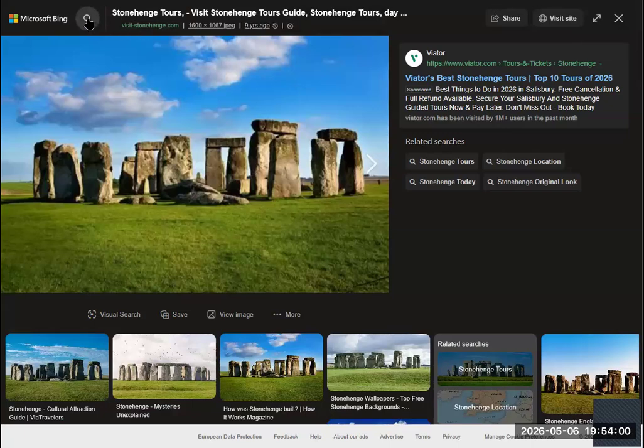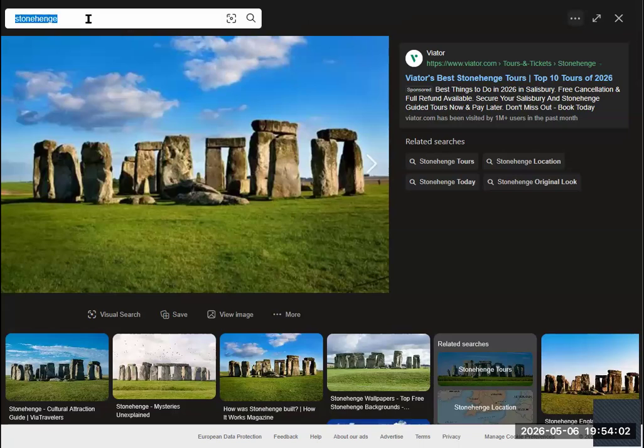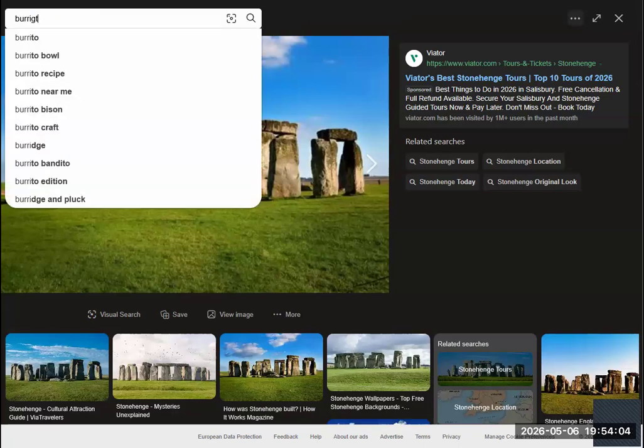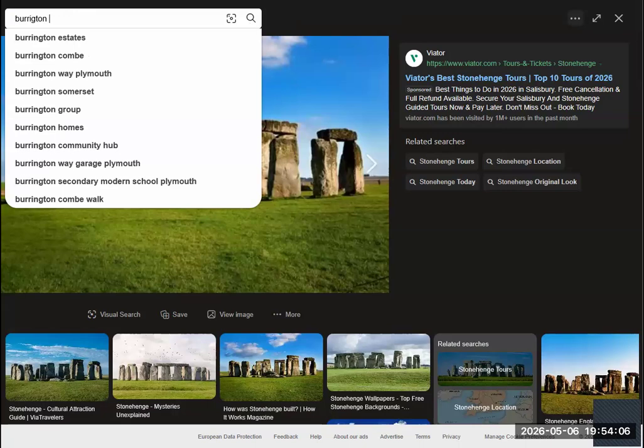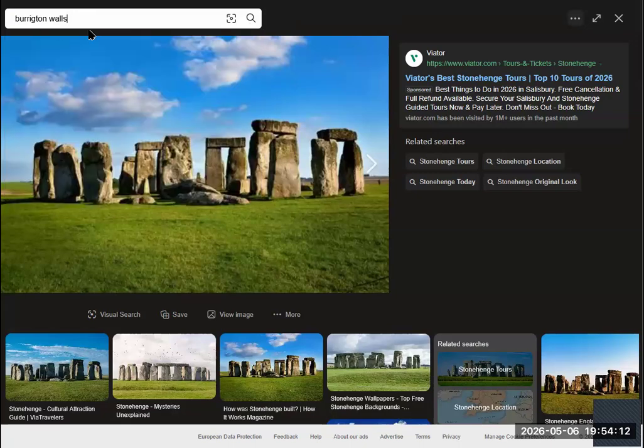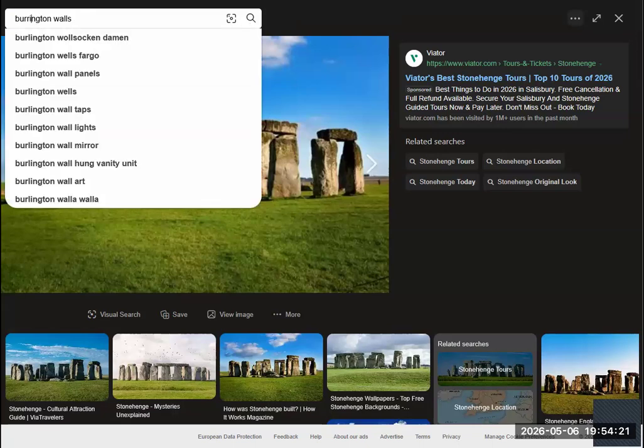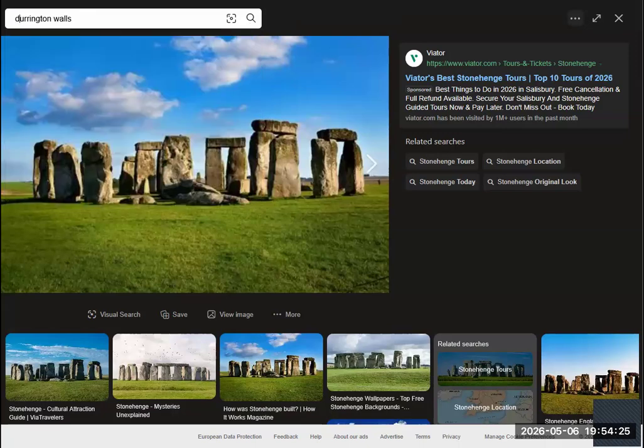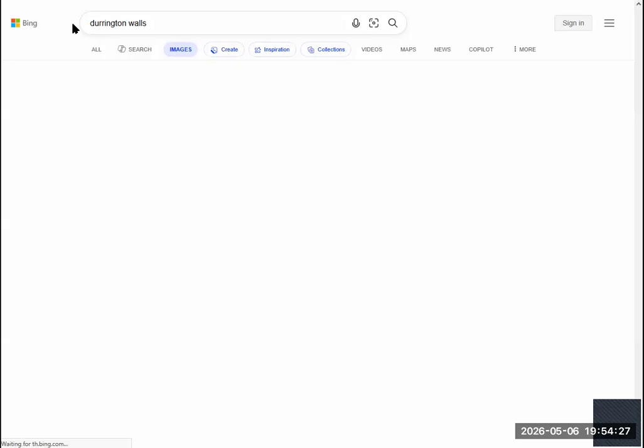Let's pop it in there maybe. Durrington. I hope it was going to come up for me. I missed out an N, I think. Yeah, I've just totally put the wrong letter at the beginning.